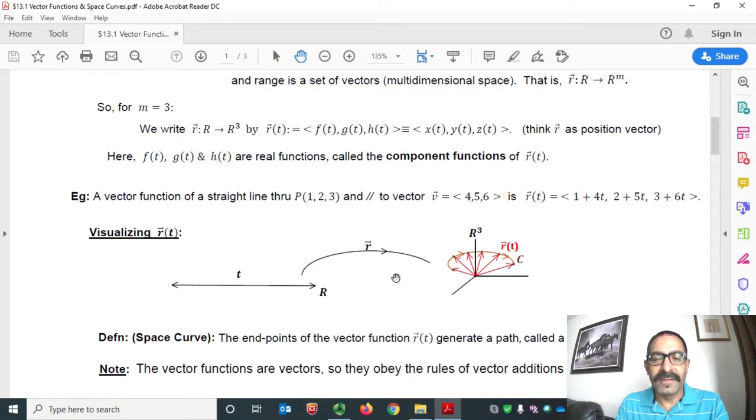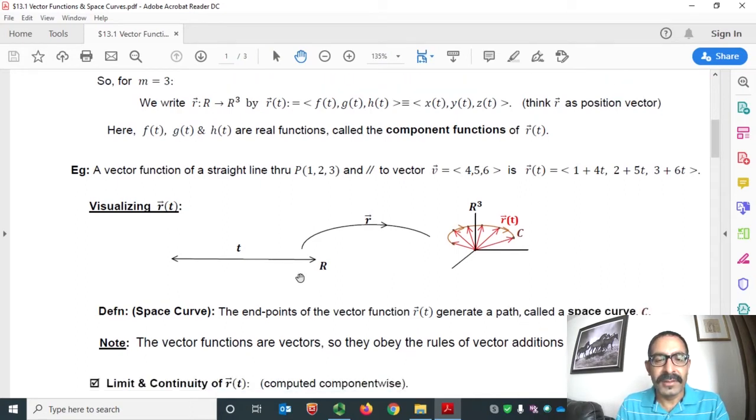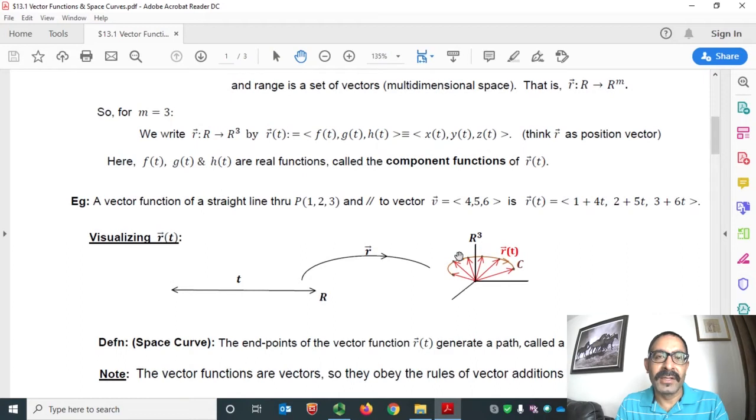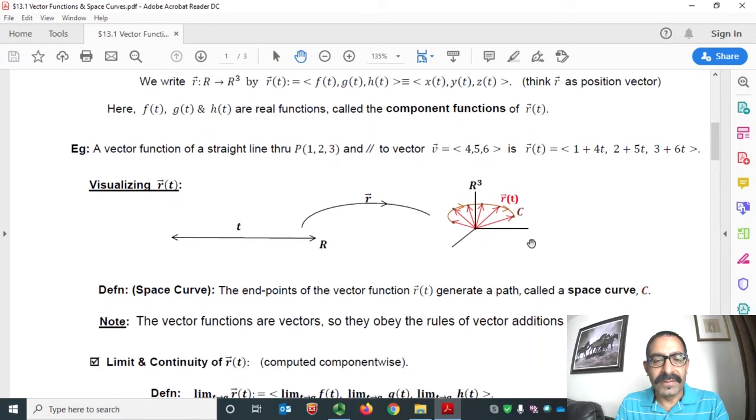Quick visualization of vector functions. Here the domain is R. The vector function takes the t, meaning the real numbers, and lands in R cubed. If I pick m equals 2, then we have the vector function going from R to R squared, and then we land in R2 here.